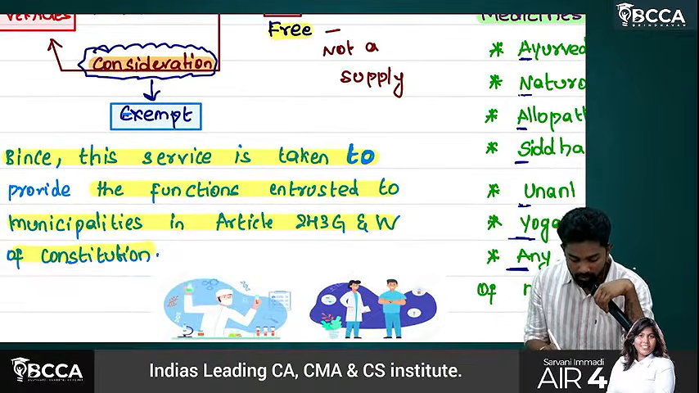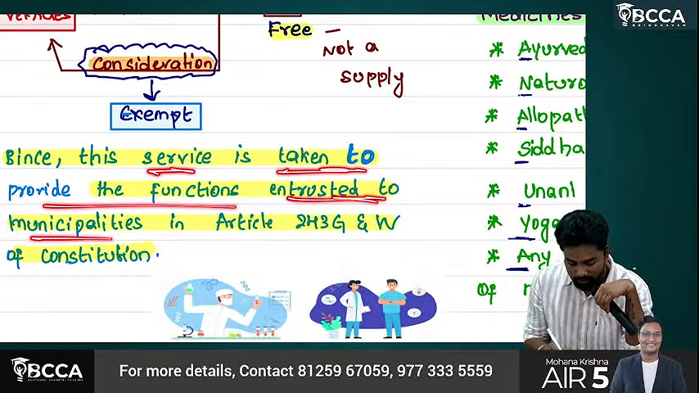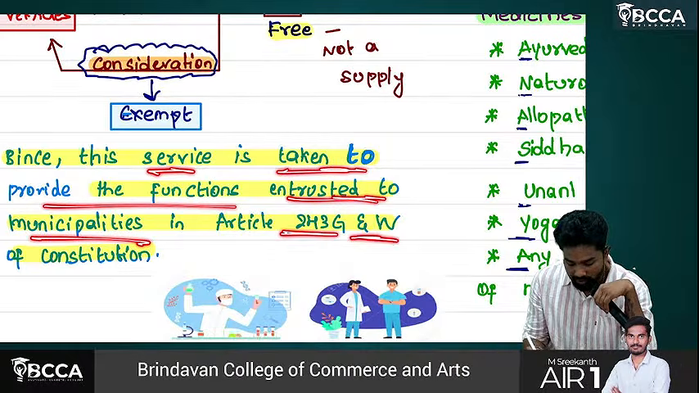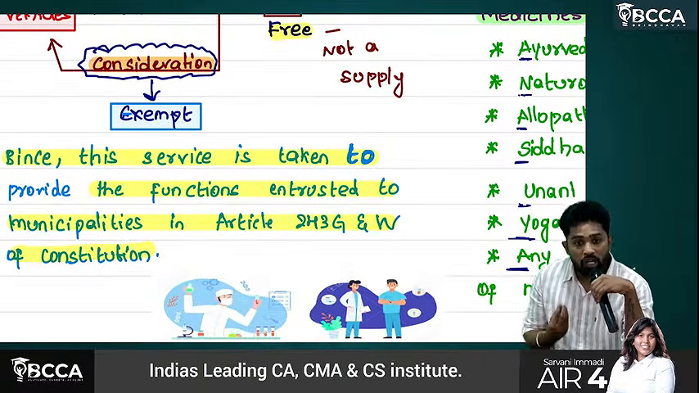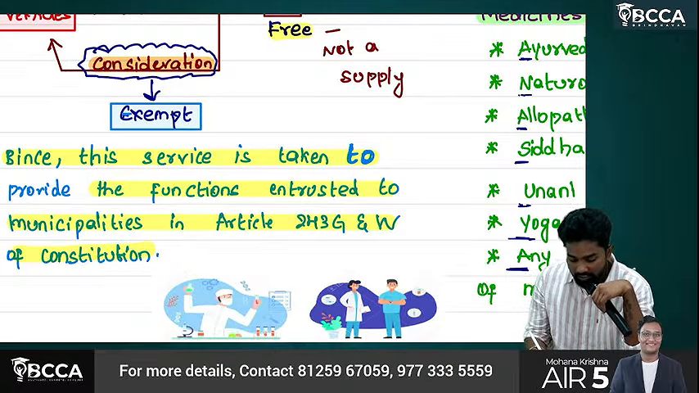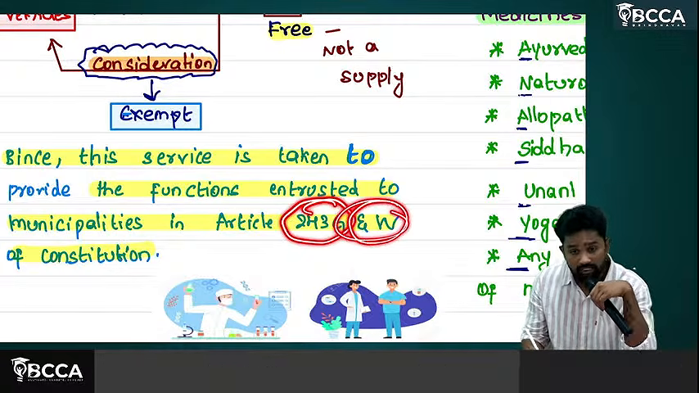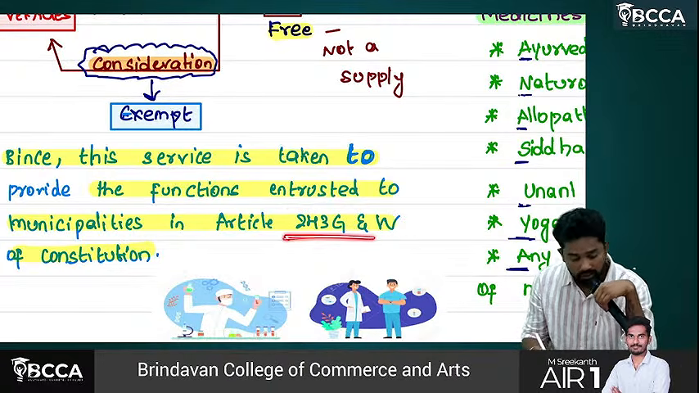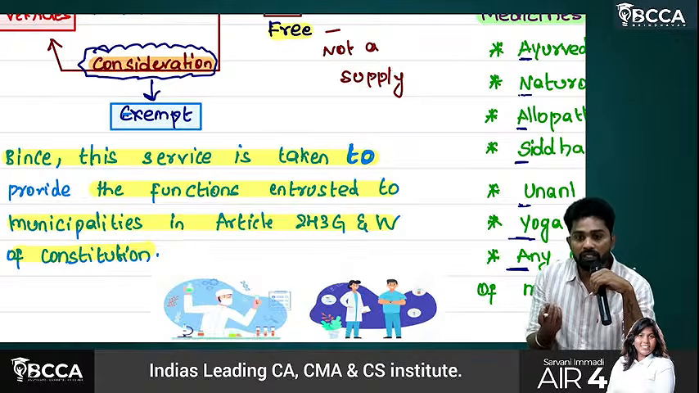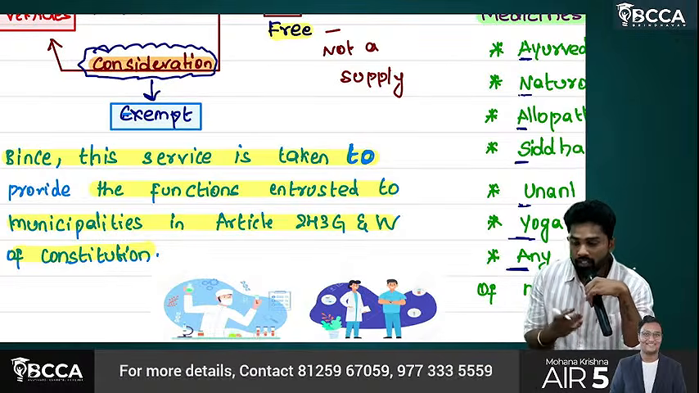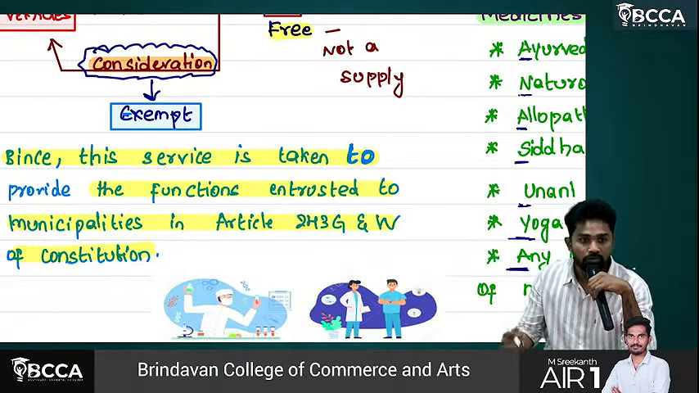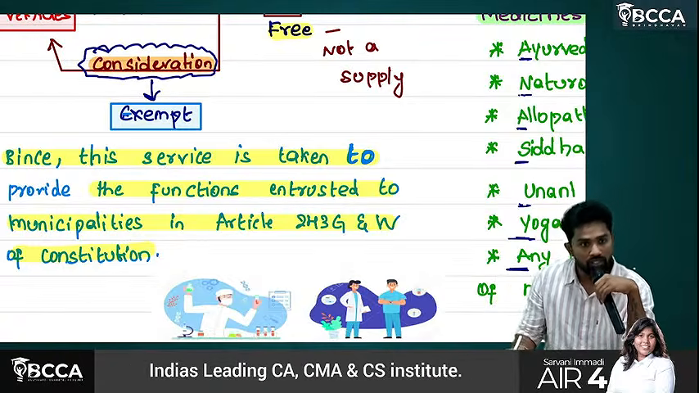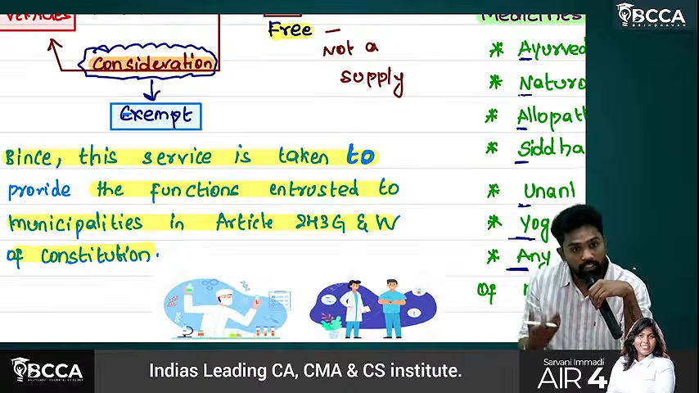Why is it exempted? That is also important. Since this service is taken to provide the functions entrusted to municipalities in Article 243G and 243W of the Constitution. Understand, sir? Government has some prime functions, like maintenance of roads. Who has to take care? Government. Street lights? Government. Sewage facilities? Government. The basic health of the public? Government.